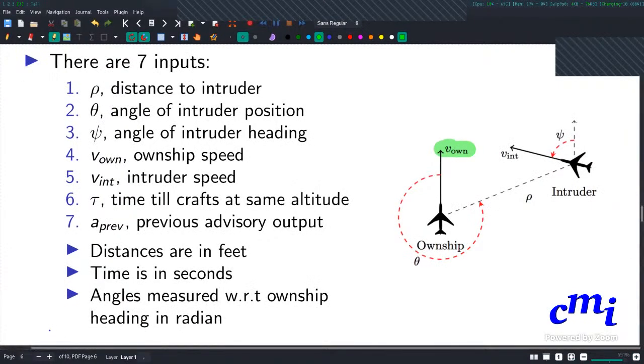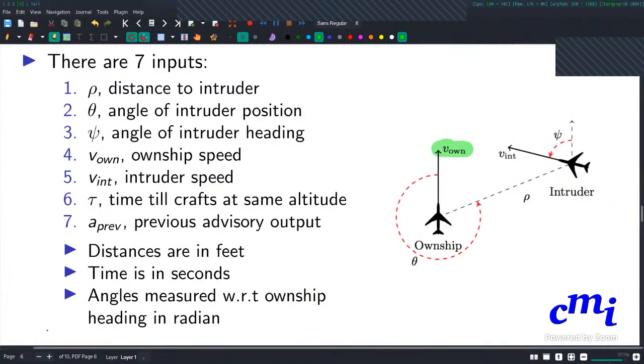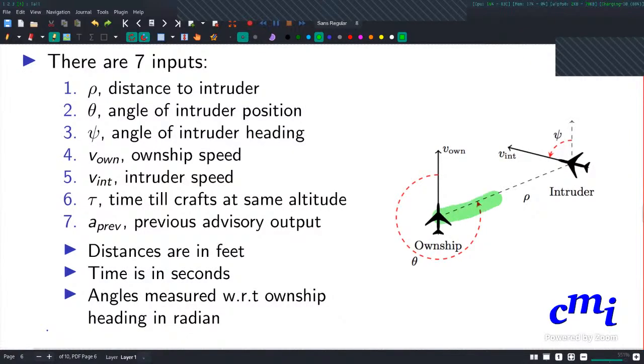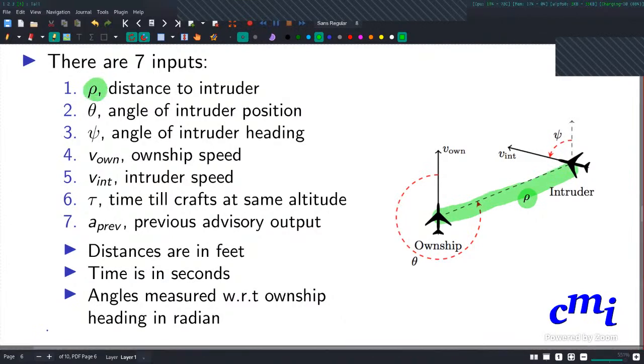Suppose you have this sort of a picture. There are basically 7 variables that the ACAS system uses to describe this. For the moment, forget about the fact that we're actually in 3D space, and let's say the two aircraft are in the same plane. Then we have 5 variables to worry about. The first one is, of course, the distance between the two aircraft, usually written as rho.